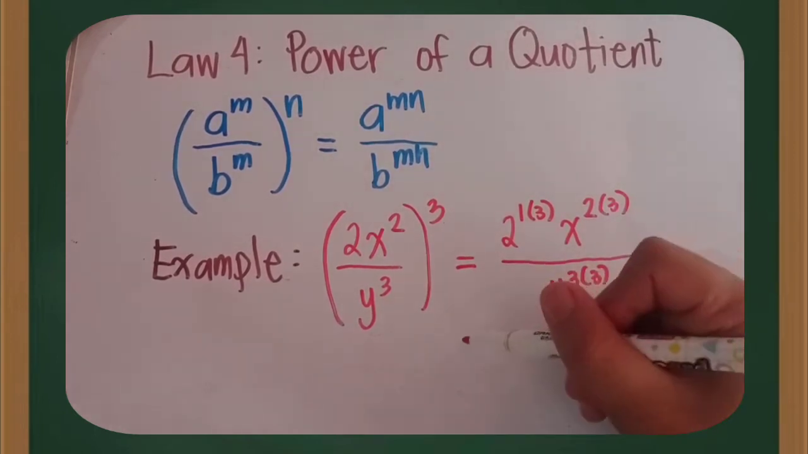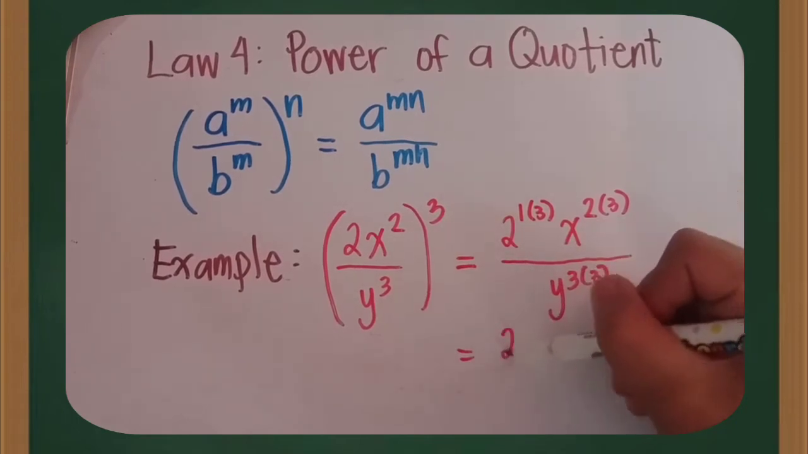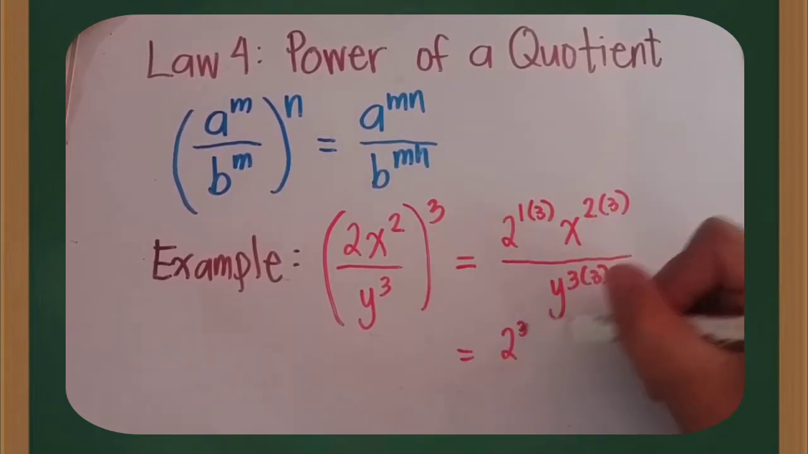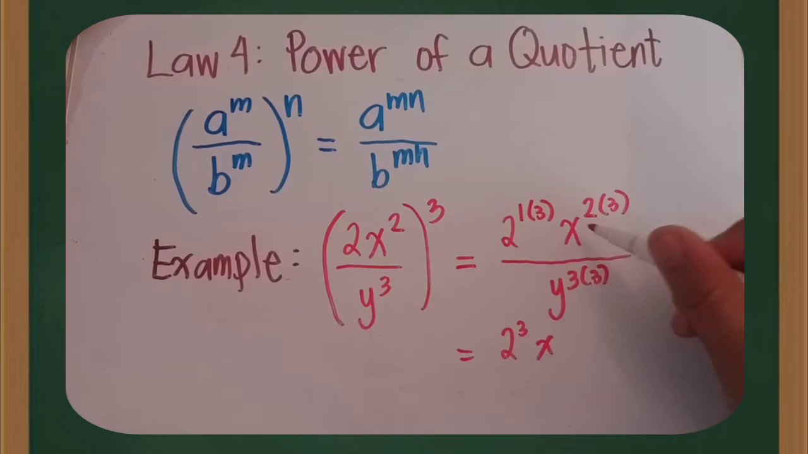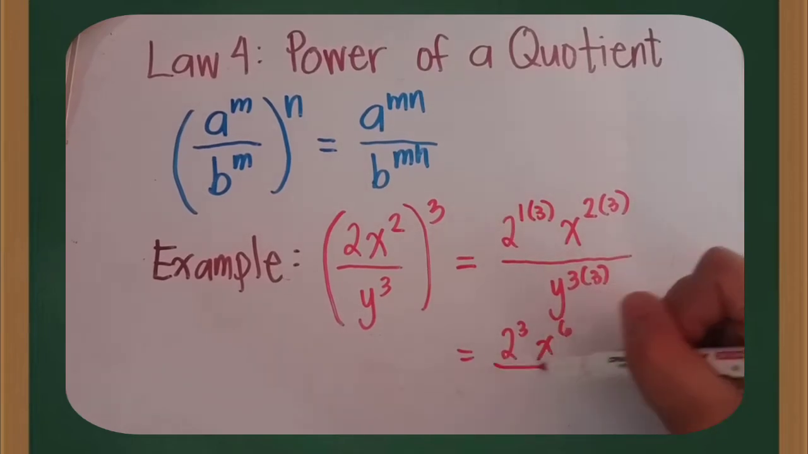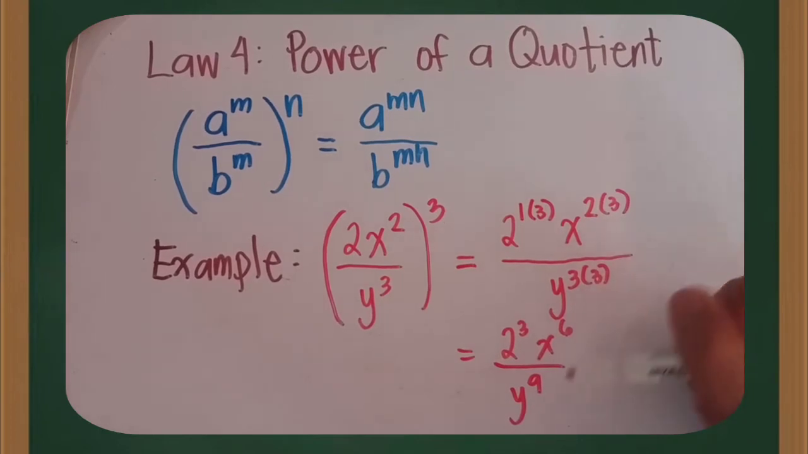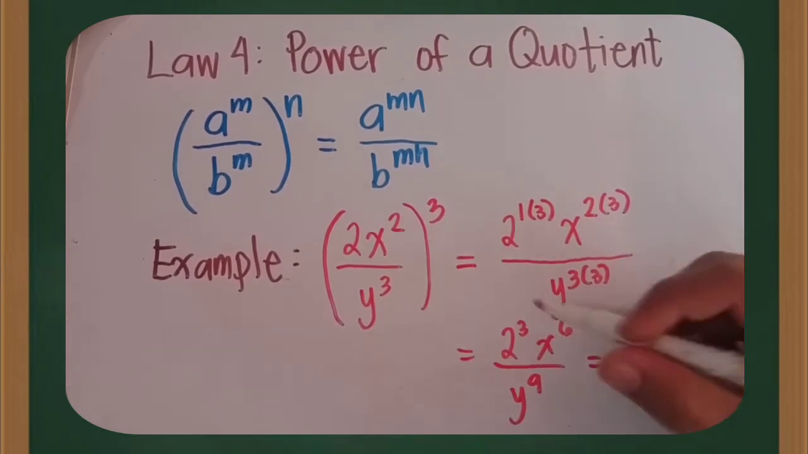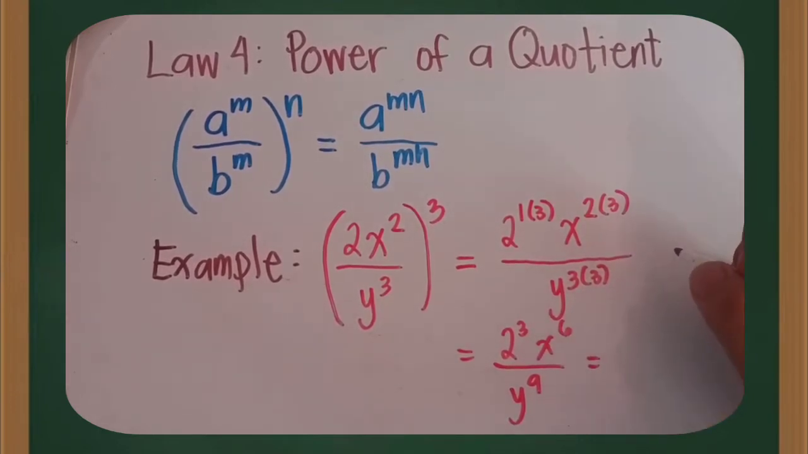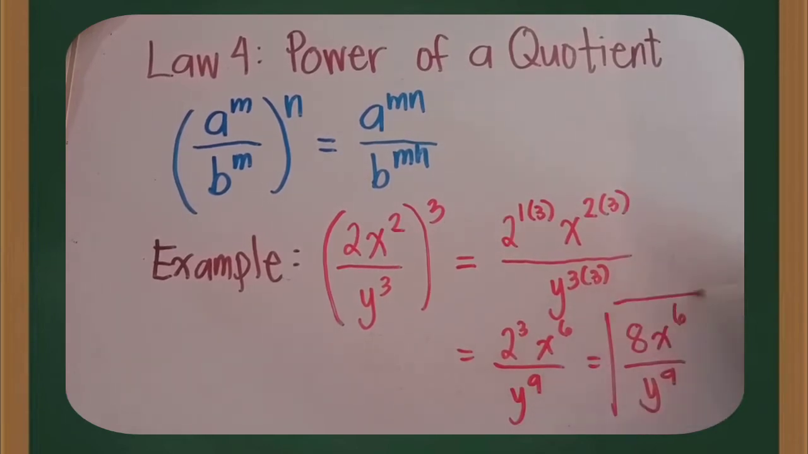Okay, let's simplify. So 2 raised to the power of 1 times 3, that's 2 cubed. x raised to the power of 6 over y raised to the power of 9, because 3 times 3 is 9. Okay, and 2 raised to the power of 3, that's 2 times 2 times 2, and it's equal to 8. So 8x^6 over y^9. So this is the final answer.